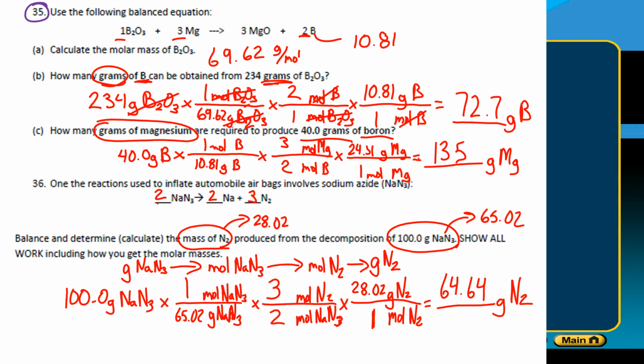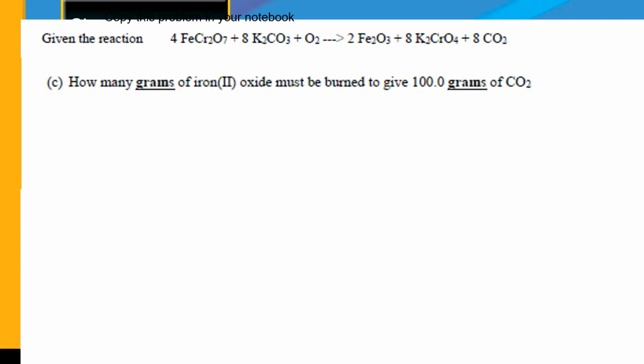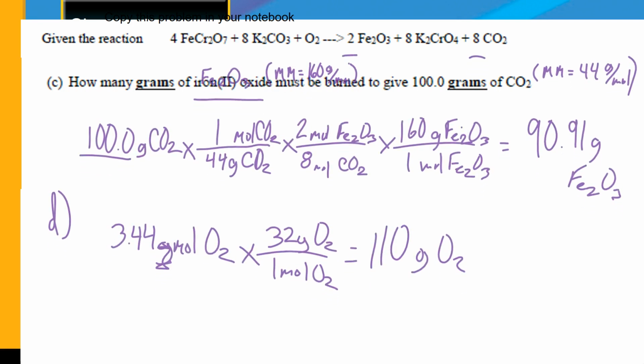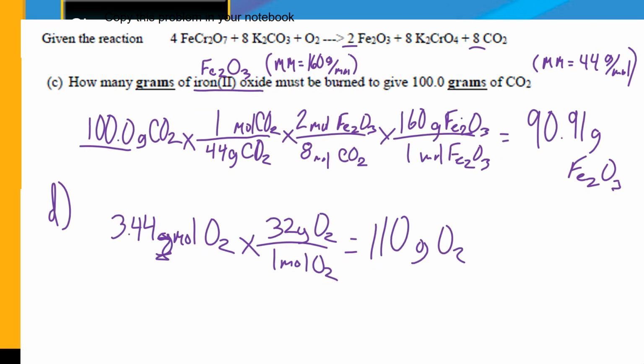So the other sheet that I passed out at the end, I asked you to try to do those. I'm not going to spend as much time on these. I'm just going to kind of show you the answers so that you can check. All right. So the question said, how many grams of iron 2 oxide must be burned to give 100 grams of CO2?